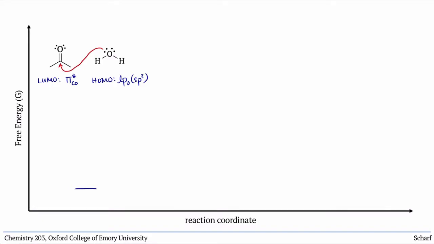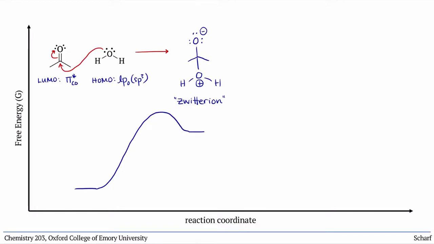When those orbitals interact, the result is this tetrahedral intermediate. This intermediate has a negative charge on one oxygen and a positive charge on another. It's a zwitterion. In this case, it's quite a high-energy intermediate because it has a quite acidic site with a pKa of about 0 and a strongly basic site. And it's entropically pretty unfavorable to combine two molecules into just one. So this first step seems pretty poor. In fact, the reverse reaction is quite favorable.